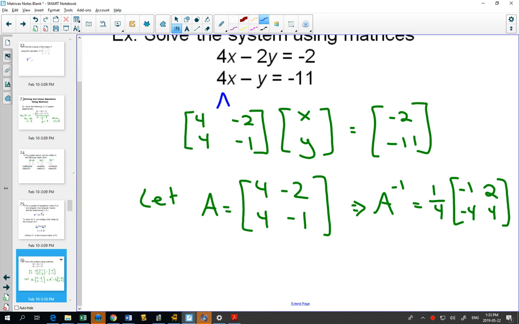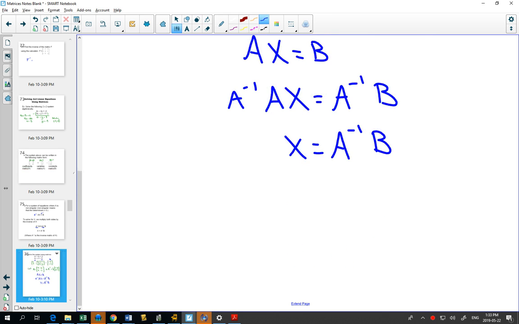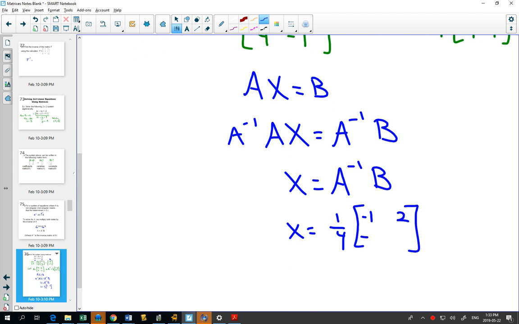So sometimes I just write A, X, and B over top of those. Then if you have AX equals B, then A inverse AX will equal A inverse B, which means that X is just equal to A inverse B. And now I can write the numbers back in. Negative 1/4, negative 1, 2, negative 4, 4, and B was negative 2, negative 11. Again, I'll keep that fraction out in front. I'll do my matrix multiplication first without the fraction, just because it's easier to multiply and add if you're not using fractions.